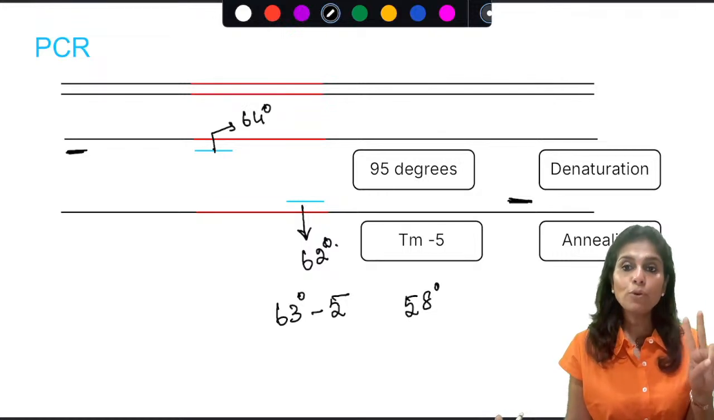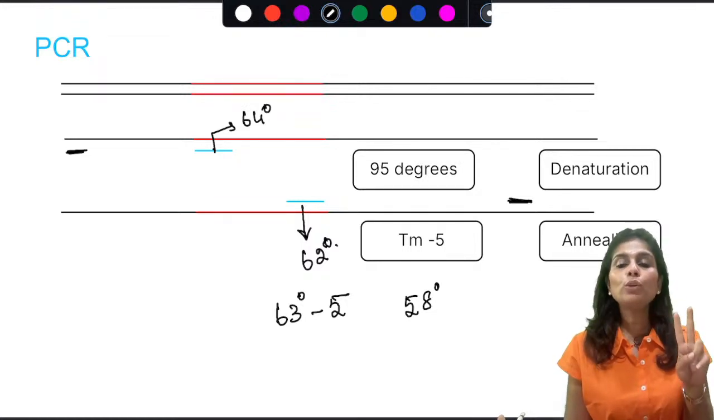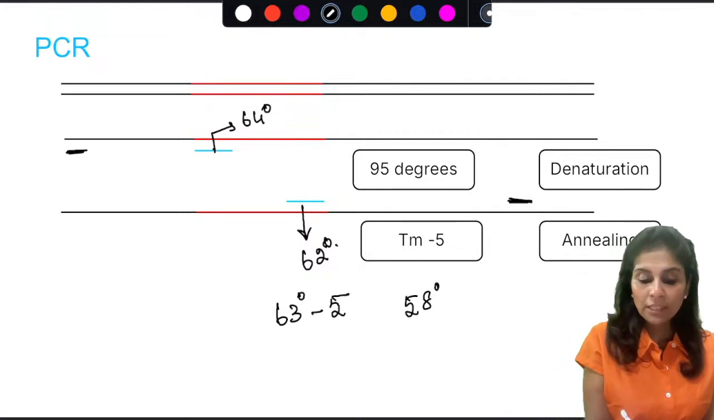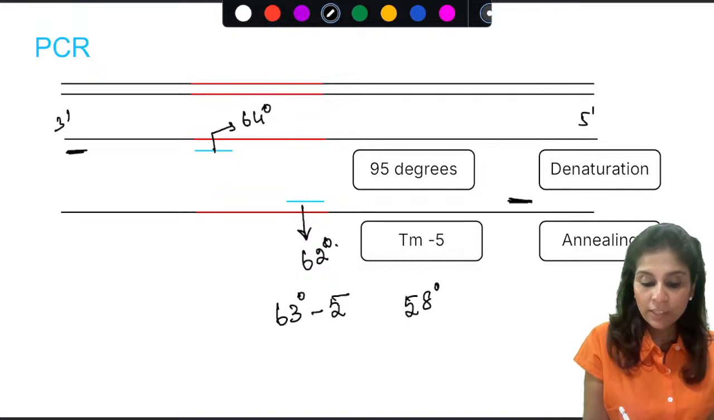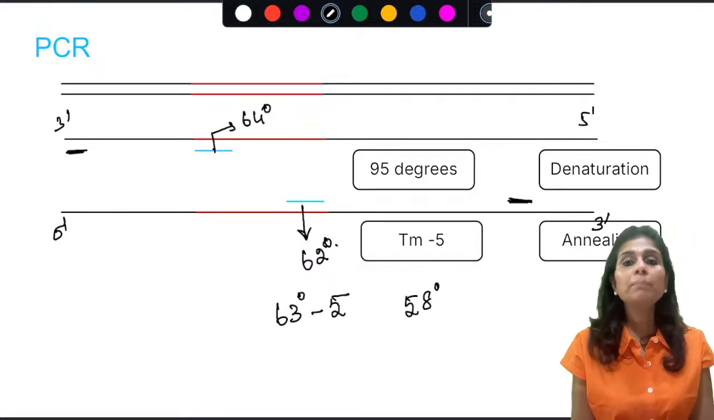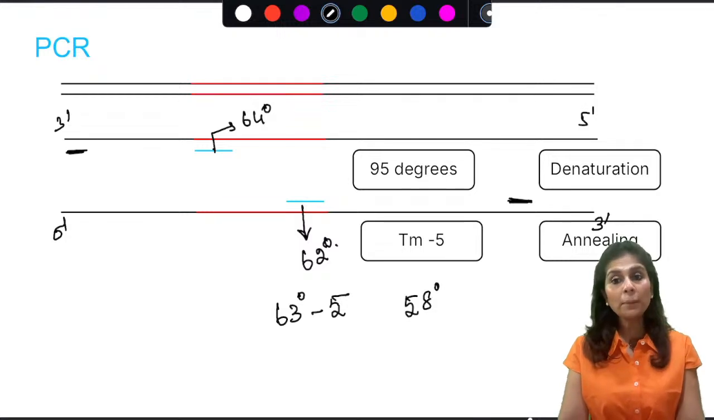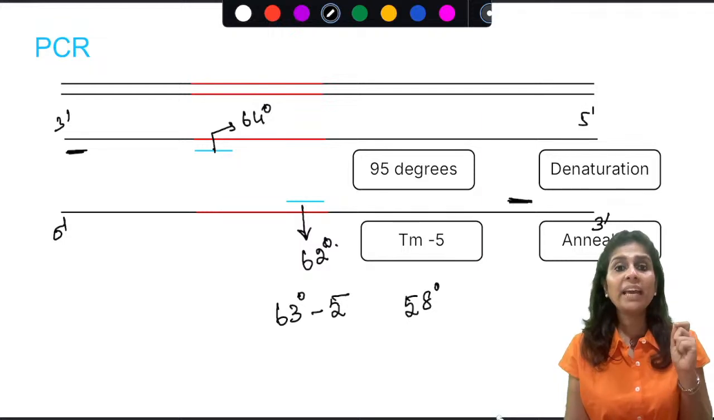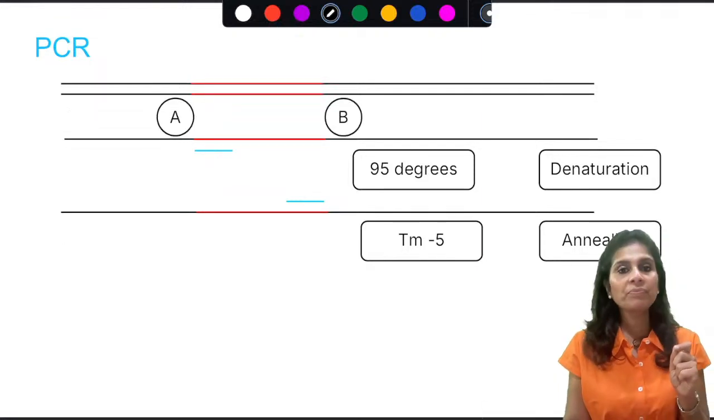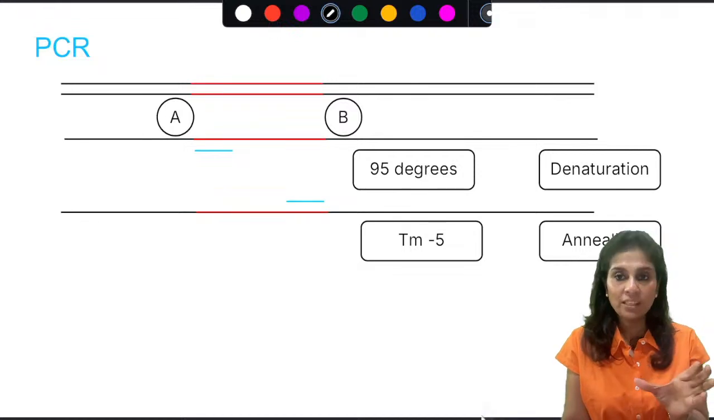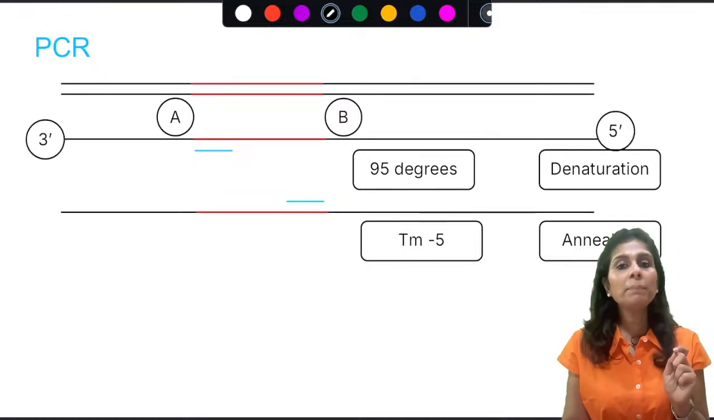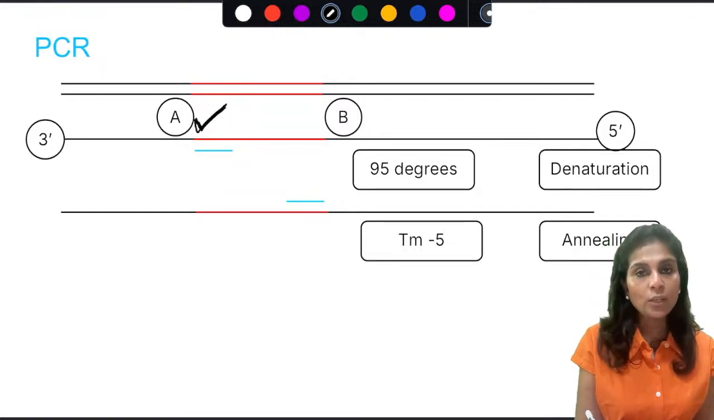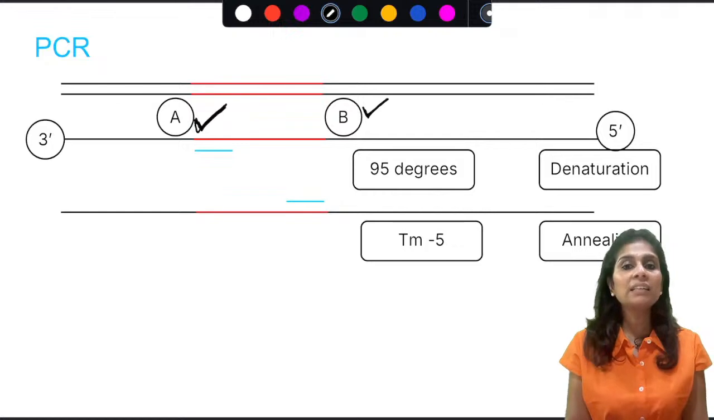The second fact about the annealing step is, for the annealing step, you need to add two primers. These two primers should be complementary to the 3' flanking sequences of the desired fragment. Please be specific. They should be complementary to the 3' flanking sequences of the desired fragment. For example, if AB represents the fragment that you need, and suppose the top strand is in 3', 5' direction, for AB, A represents the 3' flanking sequence. B represents the 5' flanking sequence.